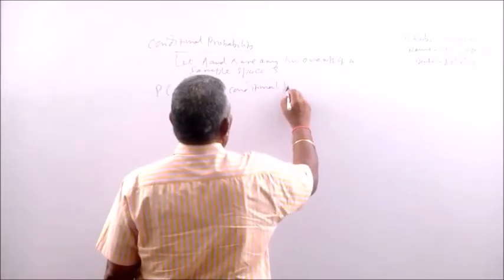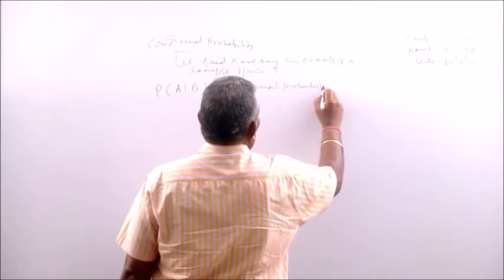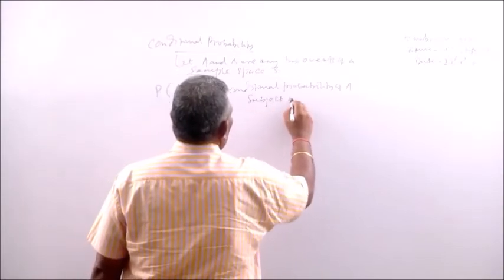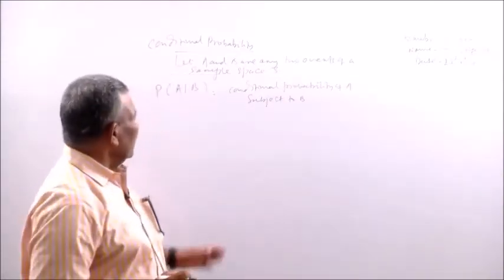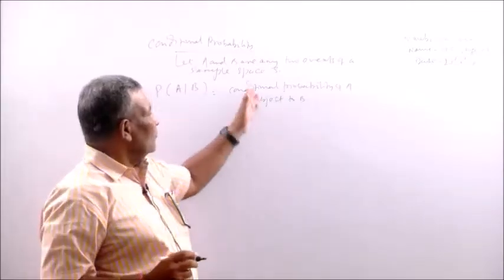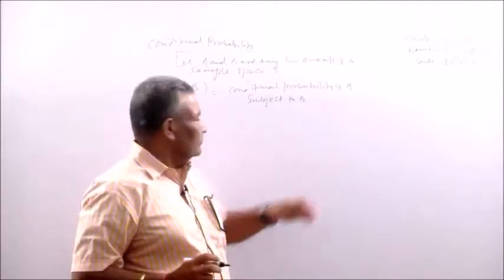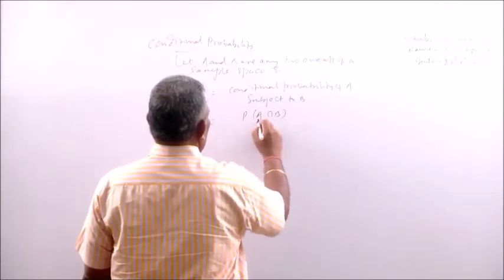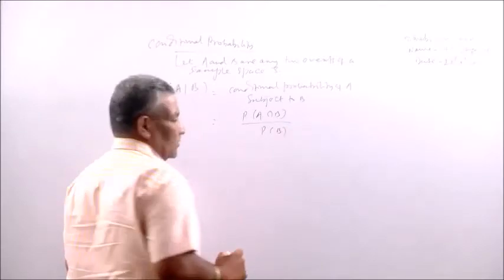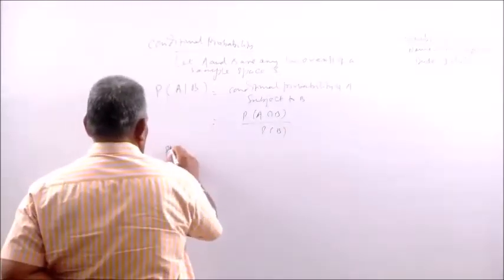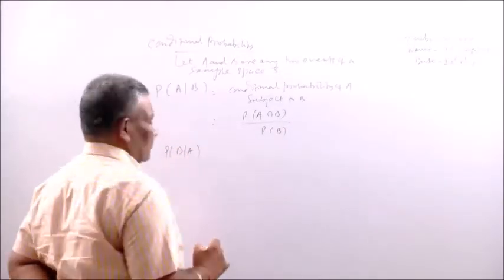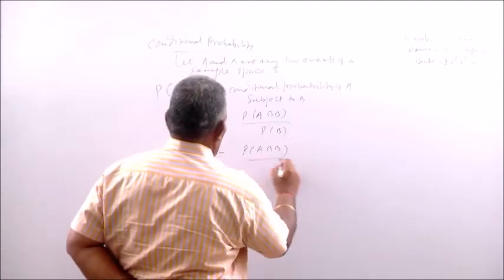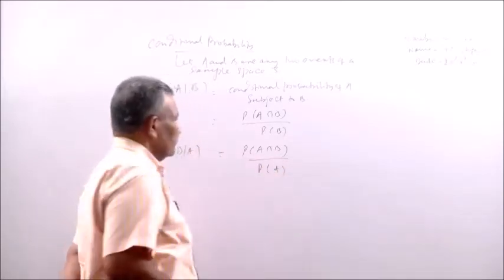Conditional probability of A subject to B. That means the event B has already happened and we have to find the probability of the event A. It equals P(A intersection B) divided by P(B). Similarly, you can also define the conditional probability of B subject to A, that will be P(A intersection B) by P(A), like this.